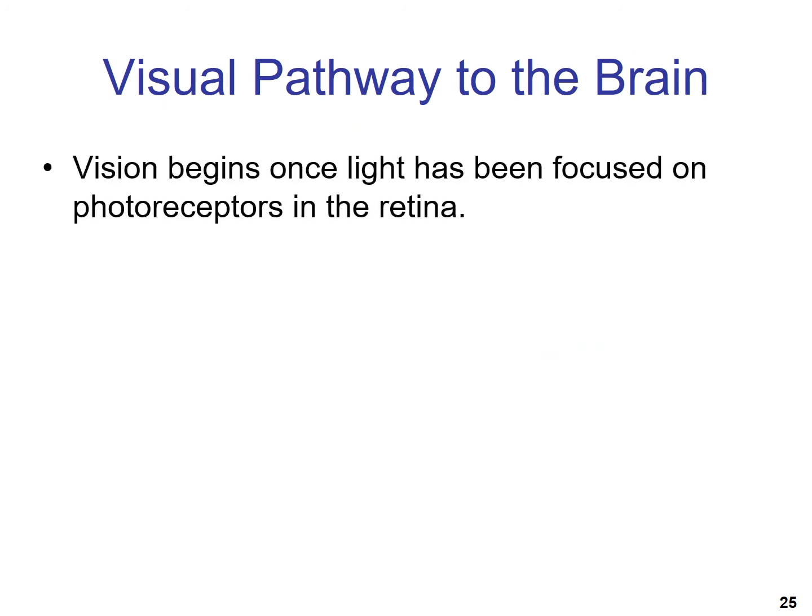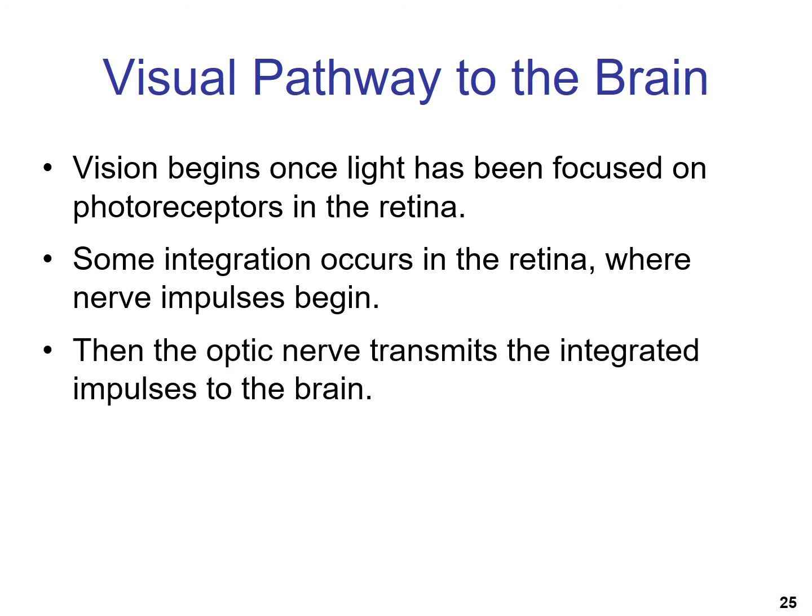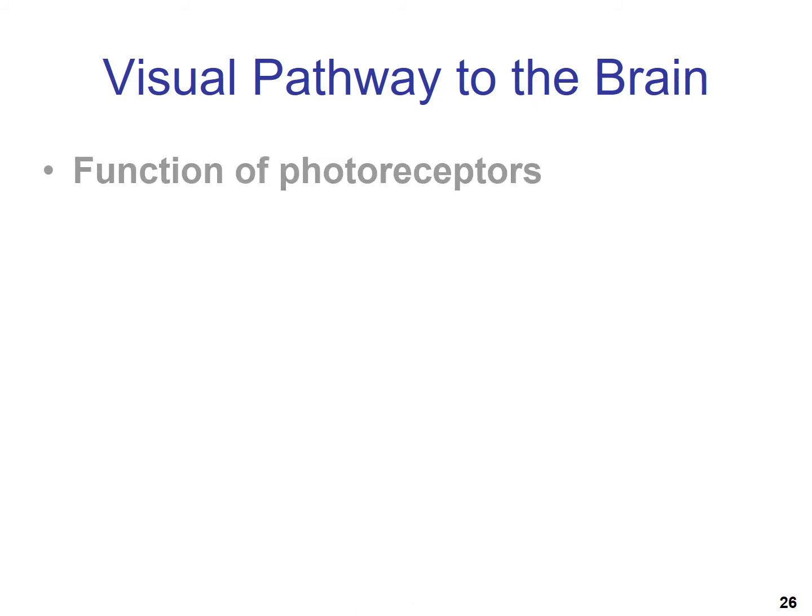So what's our visual pathway to the brain? Well, vision begins once light has focused on photoreceptors in the retina, but that's the beginning and not the entirety of vision. So you get some integration occurring in the retina, and when we take a closer look at the retina, I'll explain what that means, where nerve impulses begin. So then the optic nerve transmits the integrated impulses to the brain.